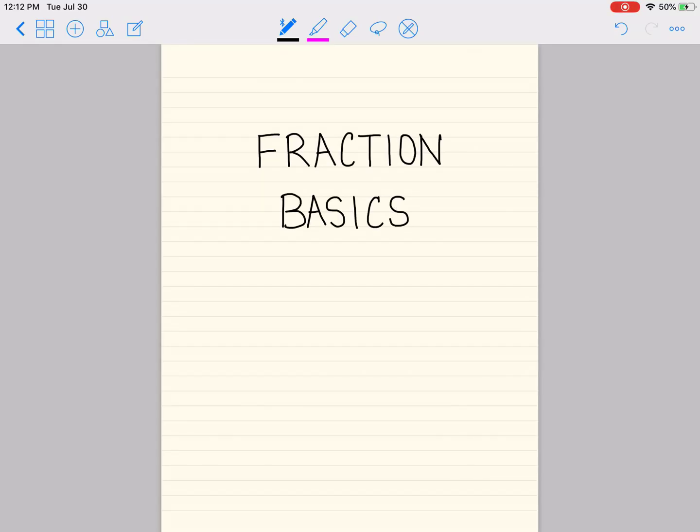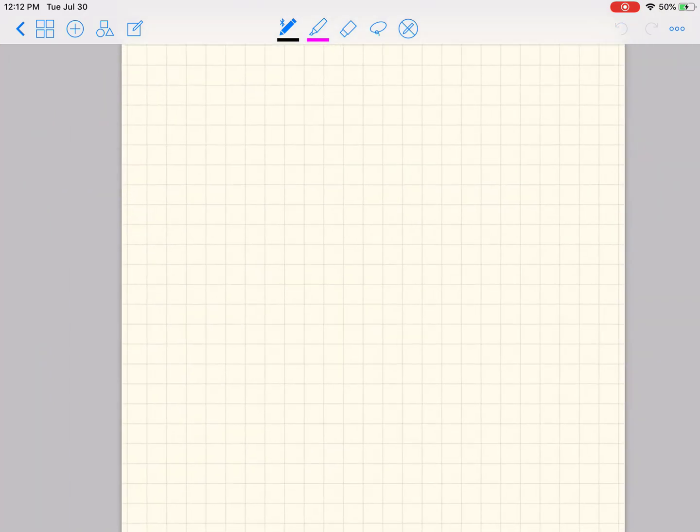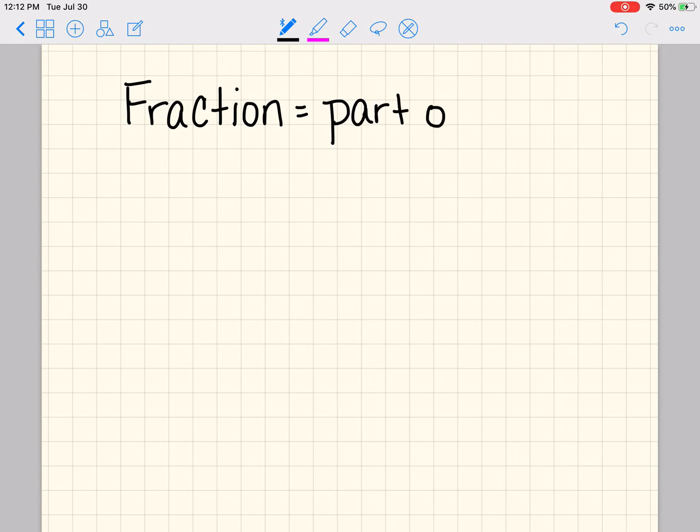Let's talk about some fraction basics. So when we hear the word fraction, the word fraction simply means part of a whole.